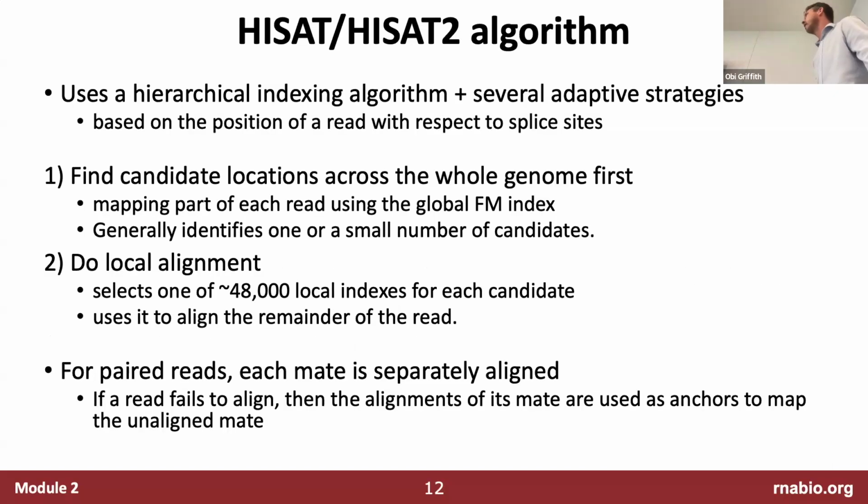So as I said, it uses this hierarchical indexing strategy as well as some adaptive strategies that we'll talk through with some cartoon depictions. So the general strategy is to first find the general location in the whole genome with this global index. So we're going to map a small part of each read until we find a match globally across the whole genome. And then we're going to pivot to these local alignments to really figure out the specifics and complete the alignment of that read. And this is done primarily for performance reasons.